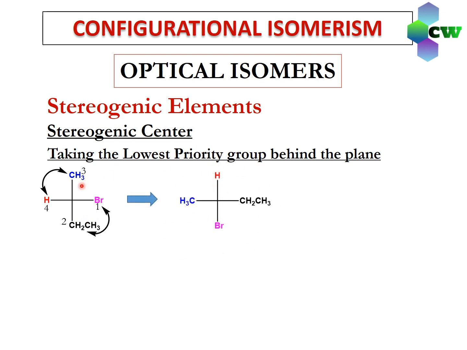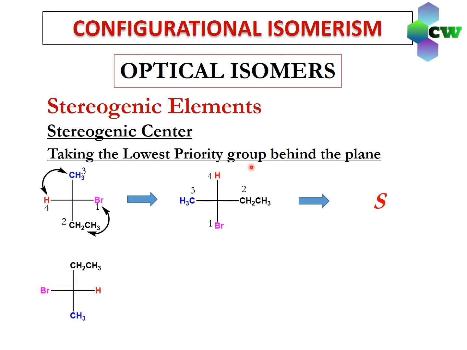And now you have done it again in 2 steps. You have taken this lowest priority group onto the vertical axis, and now again moving from 1 to 3, you're moving anti-clockwise. So the absolute configuration is S.